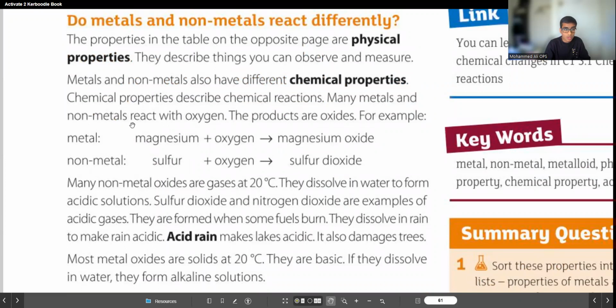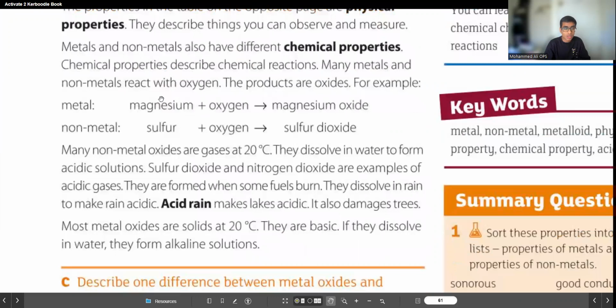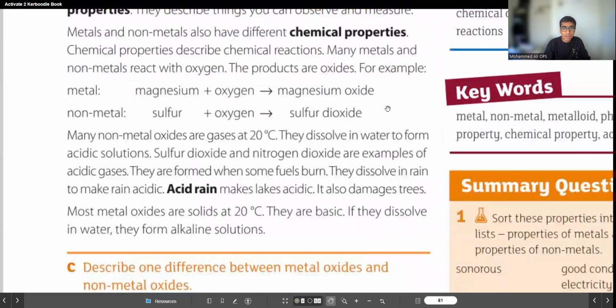Many metals and non-metals react with oxygen. The products are oxides. So for example, the metal magnesium and oxygen is going to make magnesium oxide. The non-metal sulfur and oxygen is going to make sulfur dioxide. And this is for metals and this is for non-metals. That's very important to know, the difference between them.